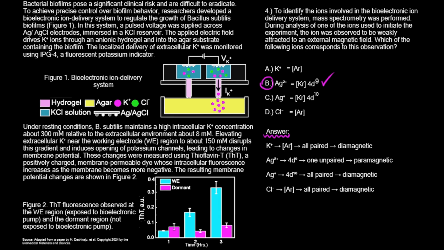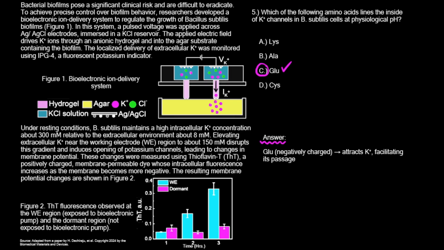This question is a good example of how the MCAT may disguise topics such as paramagnetism, ions, and electron configuration within an experimental context. Let's move on to the last question. Question number 5 reads: which of the following amino acids lines the inside of K+ channels in B. subtilis cells at physiological pH?